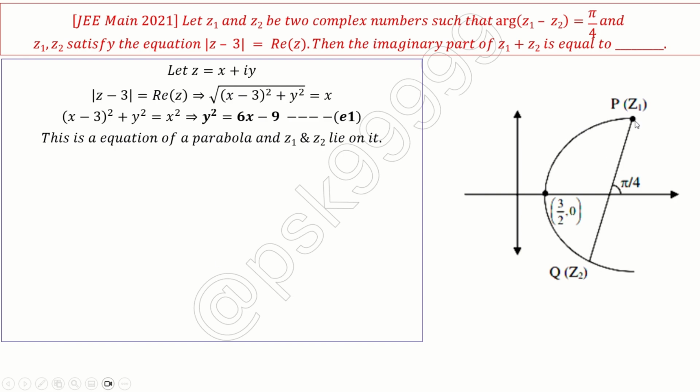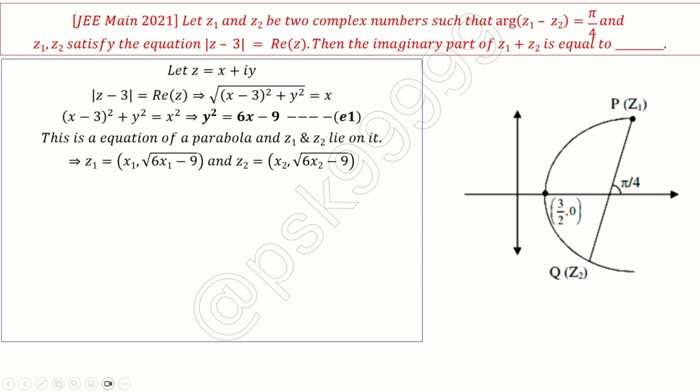Now, if I draw a line connecting Z1 and Z2, it makes angle pi by 4. How did I get this? This is nothing but arg of Z1 minus Z2. Z1 minus Z2 is the line, and arg of that is the angle it makes with the x-axis, which is pi by 4. Right? That is the information given.